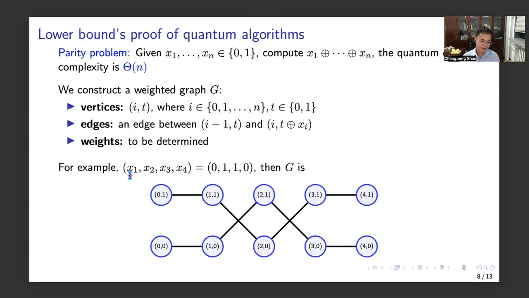For example, suppose x1, x2, x3, x4 are 0, 1, 1, 0, then G has this kind of structure. There are two levels of nodes, and the connections are totally determined by the input x. So for example, x1 is 0, so there are two horizontal edges, and x2 is 1, so there is a cross connection, and x3 is 1, there is another cross, and x4 is 0, so there are two horizontal edges. So basically, there are two cases in this graph, and they are disjoint from each other.